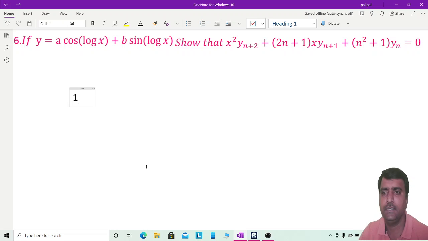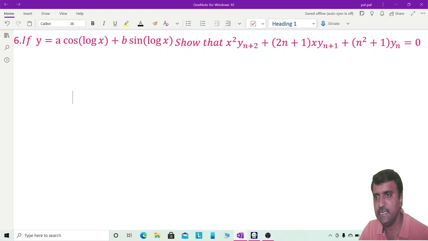So hi students, let us discuss some more interesting problems on nth differentiations by using Leibniz theorem. Okay, let us consider this problem. If y is equal to a cos log x plus b sin log x, then we have to show this result: x square into y n plus 2, plus (2n plus 1) x into y n plus 1, plus (n square plus 1) into y n.